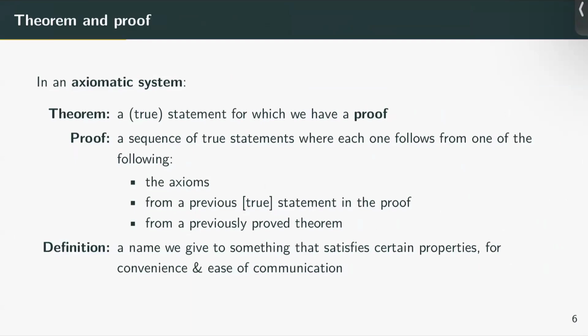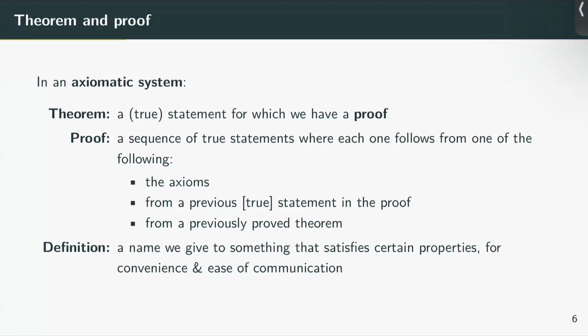So I just begged the question there. A proof is a sequence of true statements, where each of the statements follows from a previous statement in the proof, or from the axioms, or from a previously proved theorem, or by combining these things using the rules of logic, or things like that. So it's basically evidence that the theorem is true, by giving a step-by-step process to establish why it is true.